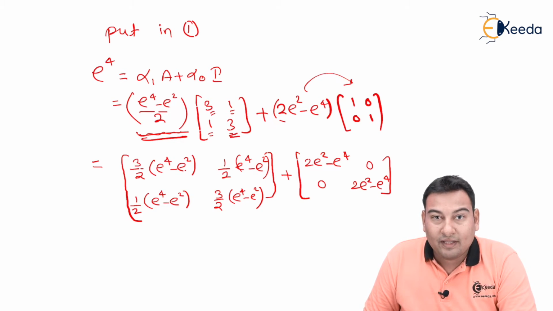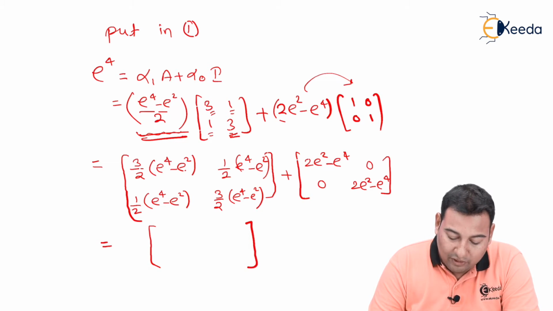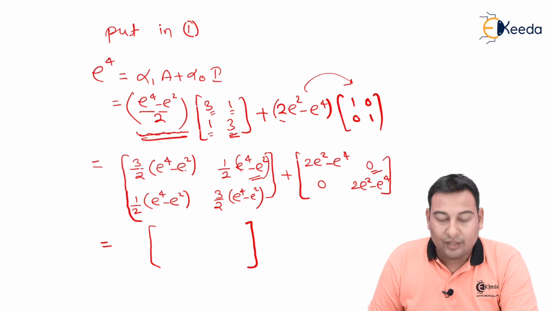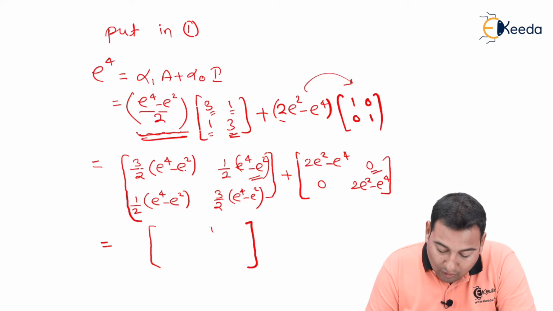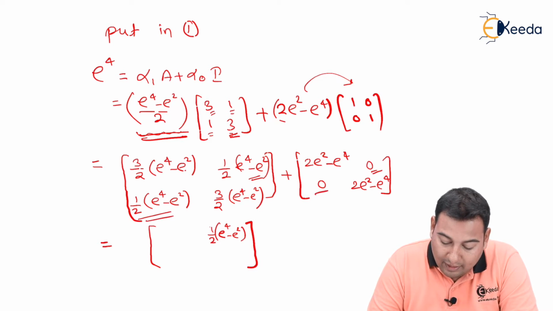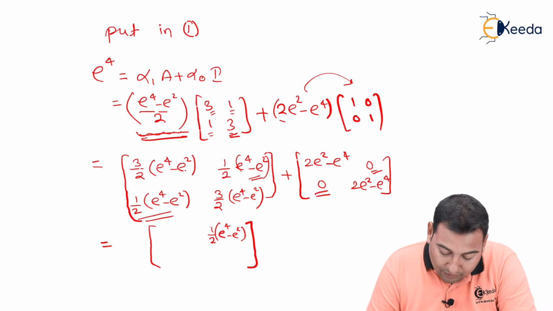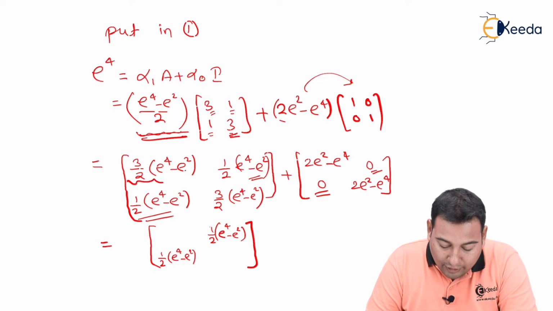Now we need to simplify this. First of all, let me simplify this particular term, this one with this. Basically addition, and here we have 0, so this term will remain as it is. So half (e raised to 4 minus e square) will remain as it is. The same goes with this term, addition with 0, so obviously it will remain as it is, half (e raised to 4 minus e square). Now I have left with addition of this term.